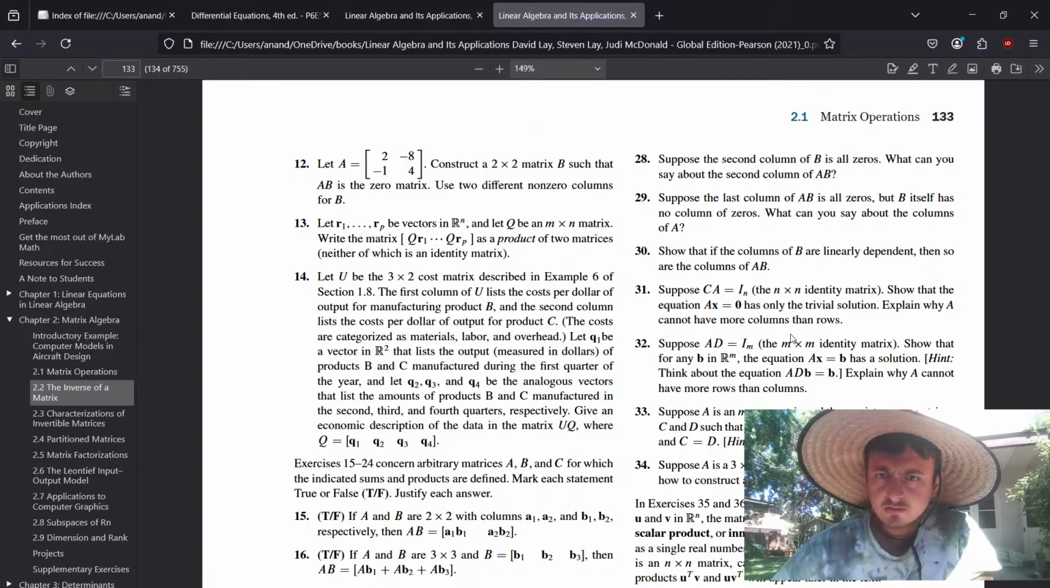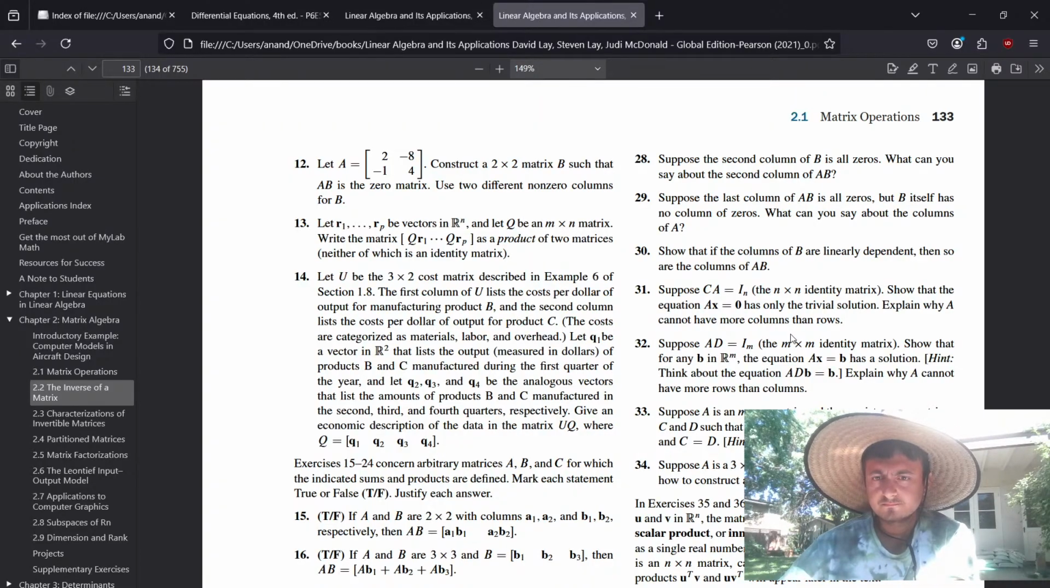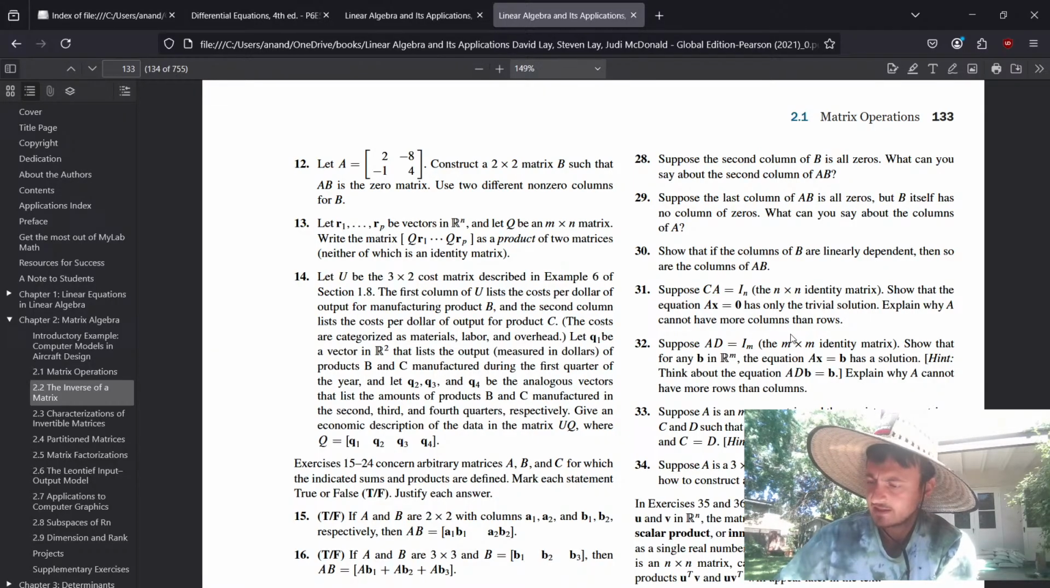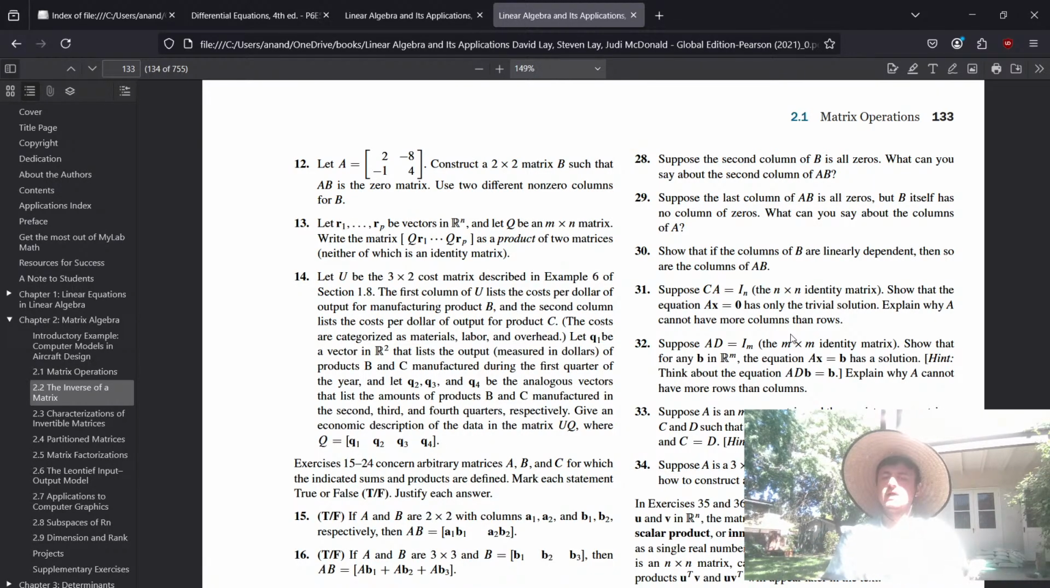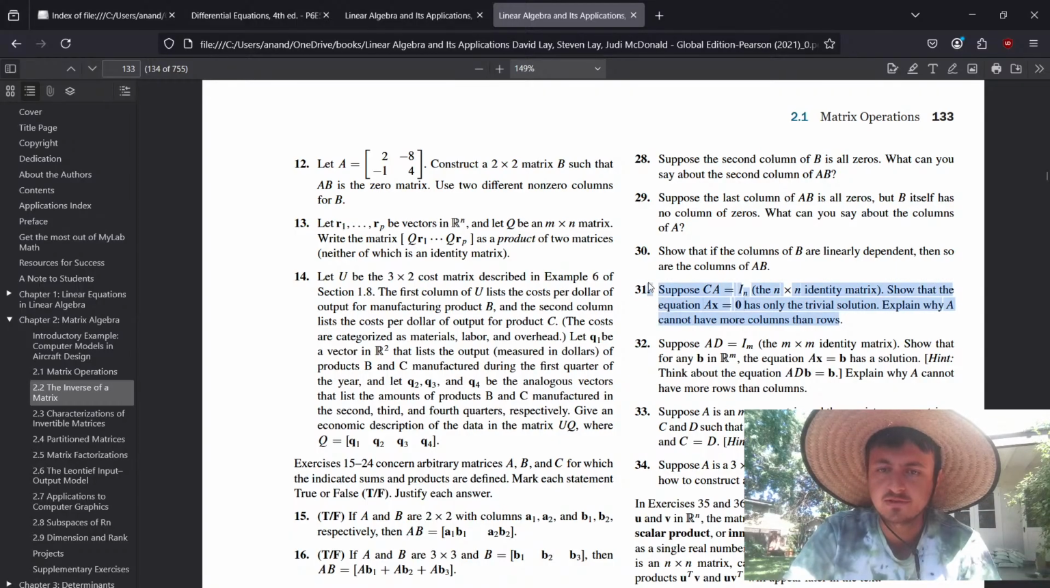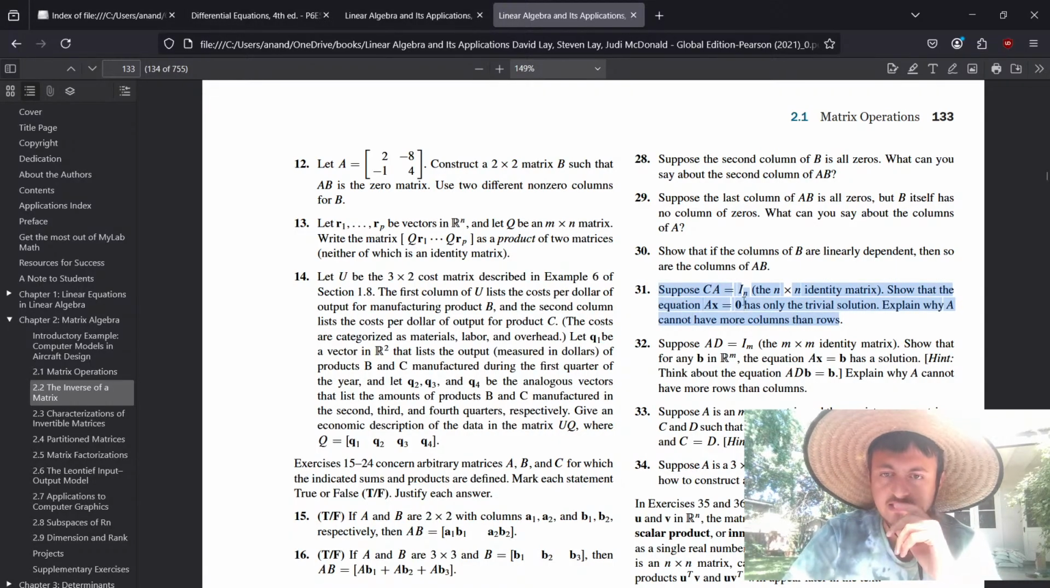So hold on. If CA times X is equal, or if CA is equal to I, then I times X definitely only has the trivial solution. But why? I want to know why. How does ChatGPT prove this?